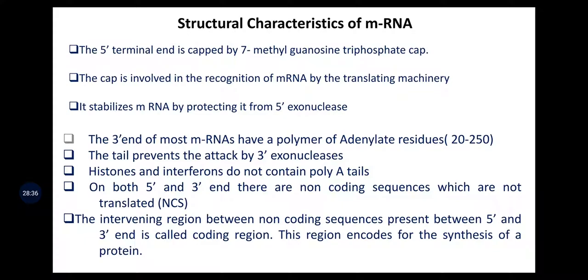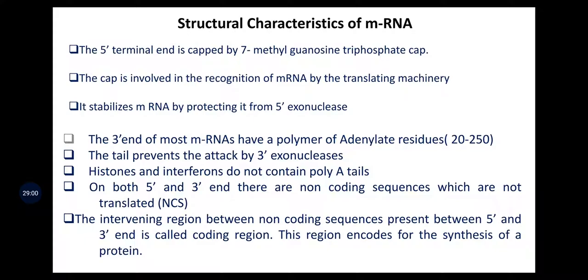The property of exonuclease is to degrade the mRNA, so capping prevents the exonuclease activity. The 3' end of most mRNA has a polymer of adenylate residues. The residues may vary from 20 to 250. The tail prevents the attack by 3' exonuclease. Histones and interferons do not contain a poly A tail.